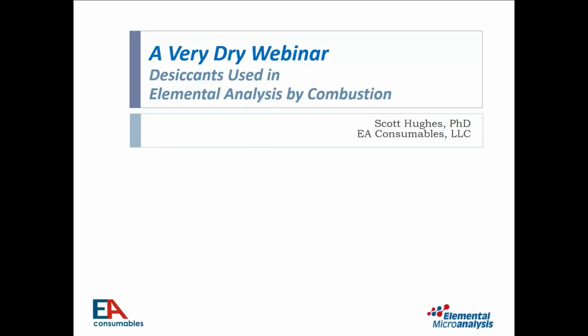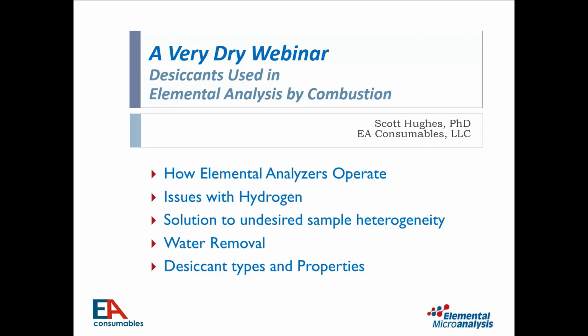Thank you for attending a very dry webinar, Desiccants used in elemental analysis. Elemental analyzers are commonly used in the measurement of the concentration of one or more of the elements carbon, hydrogen, nitrogen, and/or sulfur in a wide range of materials. Desiccants are used in elemental analyzers to separate or remove water, which may be present in the original sample or formed during combustion. This webinar will discuss the different types of desiccants which are used and their relative benefits and limitations.